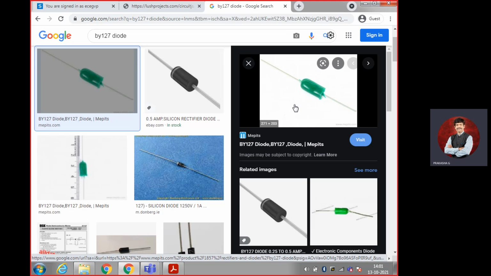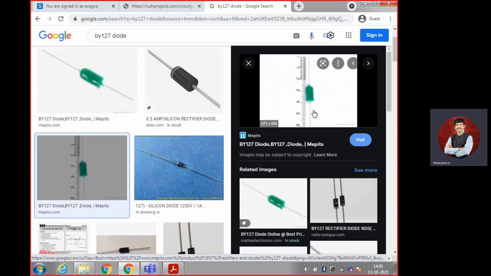BY127 is a diode generally meant for switching. Diode will have an anode and a cathode. The flat face is the anode. The round face, the round shape, is the cathode. Flat is anode, round is cathode. You can even see here, it's clearly mentioned. This flat face at the bottom is the anode. This is the cathode. And now we go for one more type.